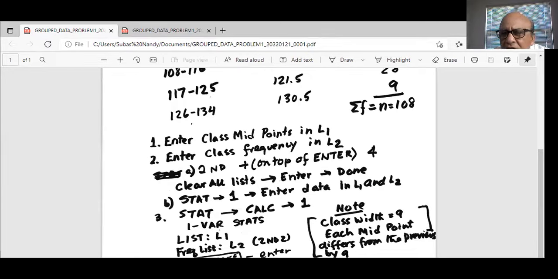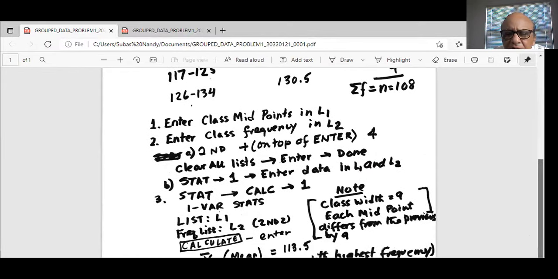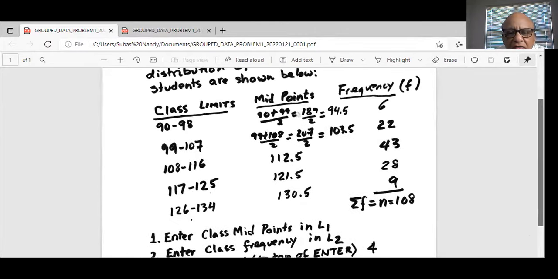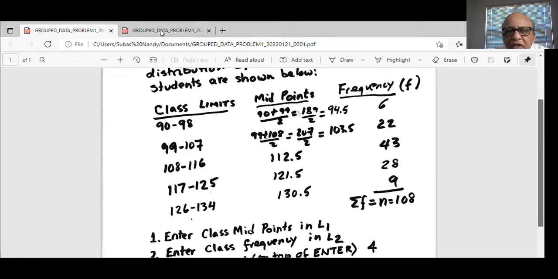Okay, I go to calculate and hit enter. So the mean is the first line, x bar is 113.5. Okay, and what about the modal class? The modal class is the one with the highest frequency, which is the class between 108 to 116. So the mean is 113.5, whereas the modal class is the group between 108 to 116, which has the frequency of 43.